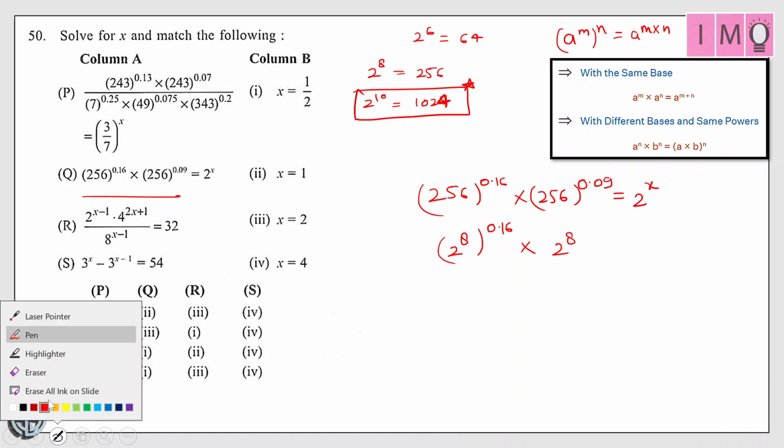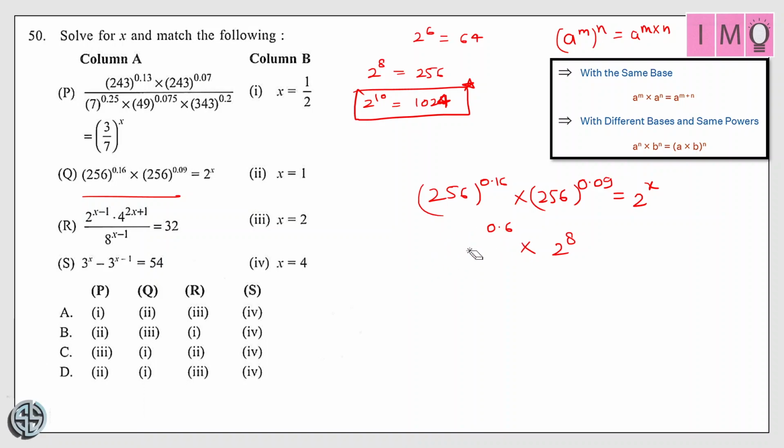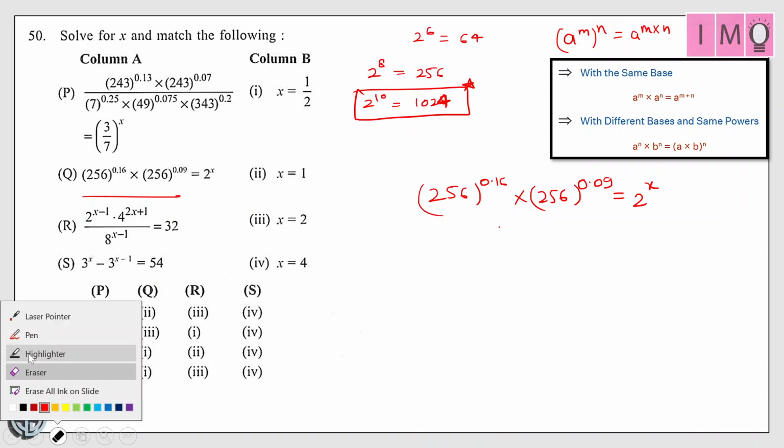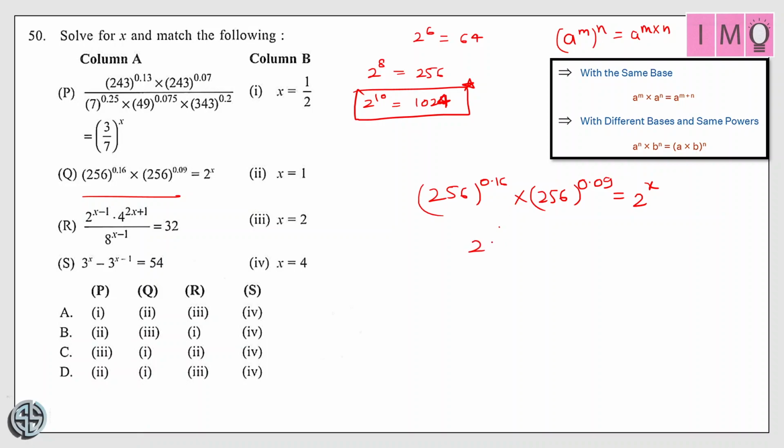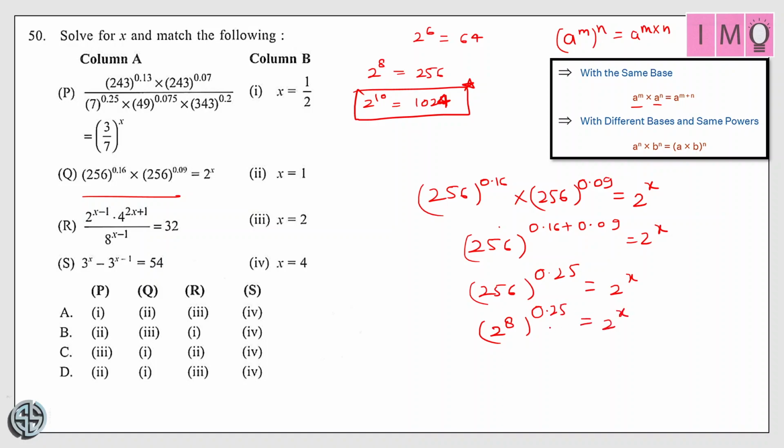But you can do one more thing here. You can first apply that formula. Which formula? You can apply the first formula with the same base, so you will get that 256 is the same common base. The powers are different, so they will get added up. It will become 0.16 plus 0.09 is equal to 2 to the power x, and you can write it as 256 to the power 0.25 is equal to 2 to the power x. Now you can write 2 to the power 8 for 256 and into 0.25. So a to the power m to the power n will become a to the power m into n, that is 8 into 0.25 will be equal to 2 to the power x.